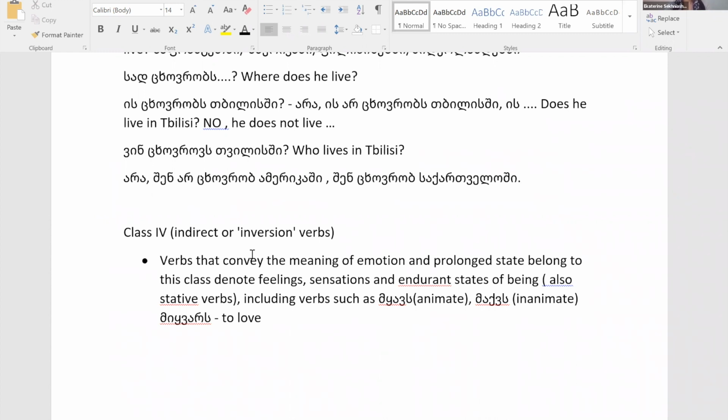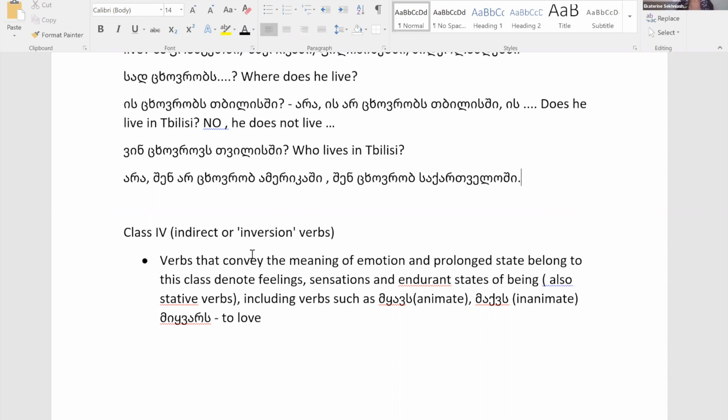I, as a subject, takes object markers, and you is the actual object, but it takes subject markers. Some linguists argue that the subject here is you. So in the sentence I love you, you is the doer of the action, the agent, and I is the receiver of the action. I am affected by the feelings caused by you. So this is kind of a philosophy of the verb.